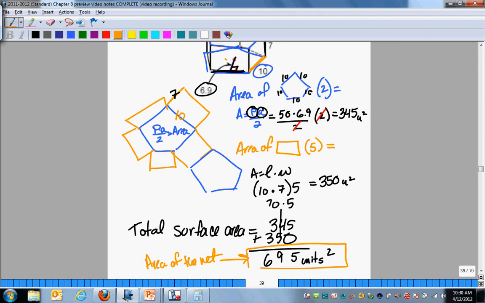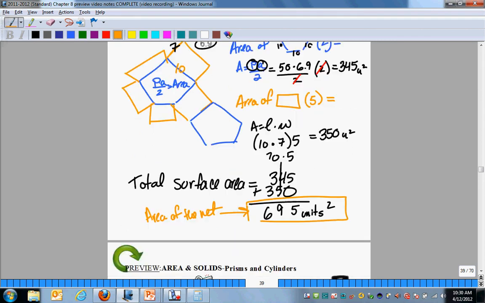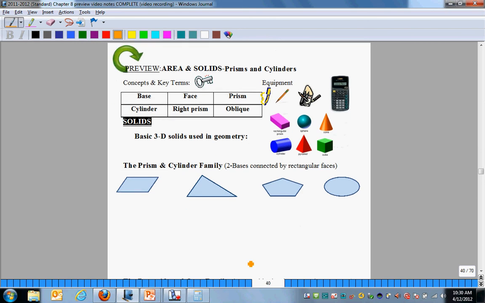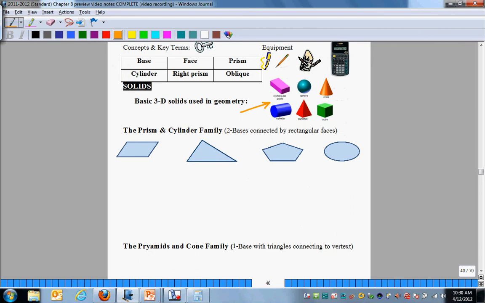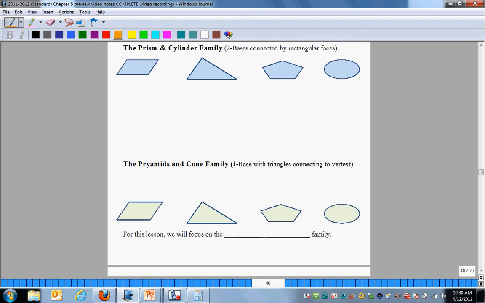This is a precursor of actually something that we're doing today. Again, we're going to be talking about solids. This is your basic solid family. So we have 2 primary families when we're dealing with solids. We have what's called the prism and cylinder family. And then we have the pyramid and cone family. Let's draw these, and then you try to figure out how are these related.